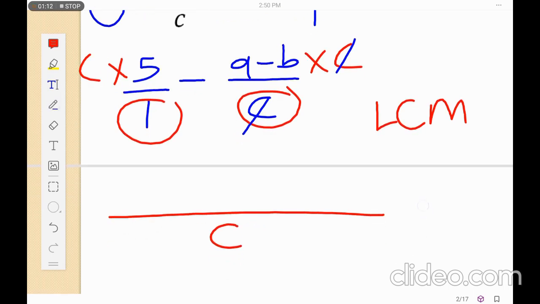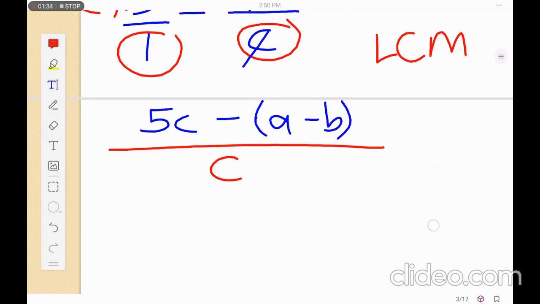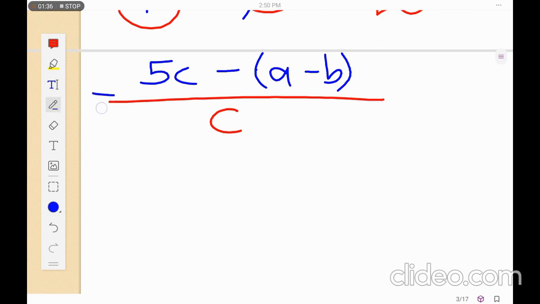At the end of the day, we write c times 5, so that's 5c. We have 5c, minus the second one, minus (a minus b). Now we can remove the brackets and we have (5c minus a, now plus b) over c.